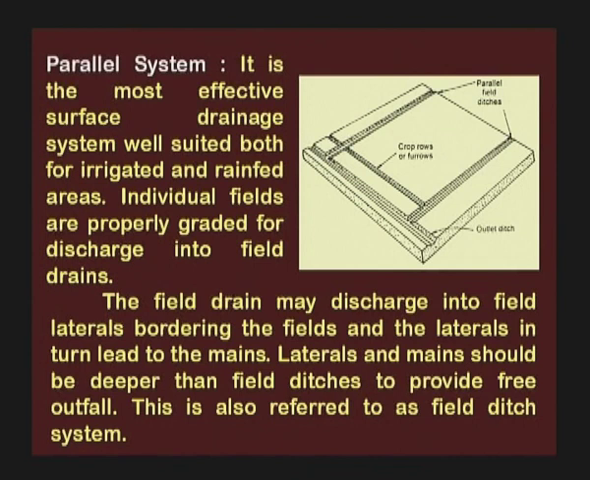Parallel system. It is the most effective surface drainage system, well suited both for irrigated and rain-fed areas. Individual fields are properly graded for discharge into field drains. The field drain may discharge into field laterals bordering the fields, and the laterals in turn lead to the mains. Laterals and mains should be deeper than field ditches to provide free outfall. This is also referred to as field ditch system.